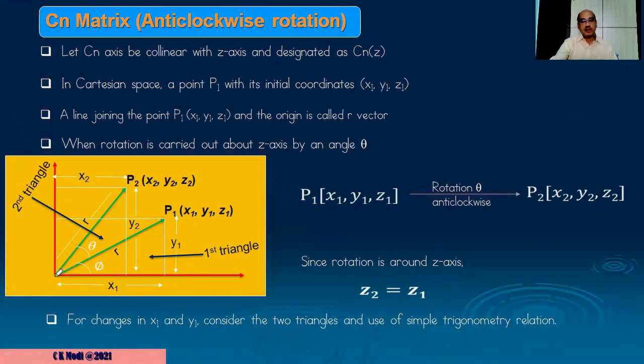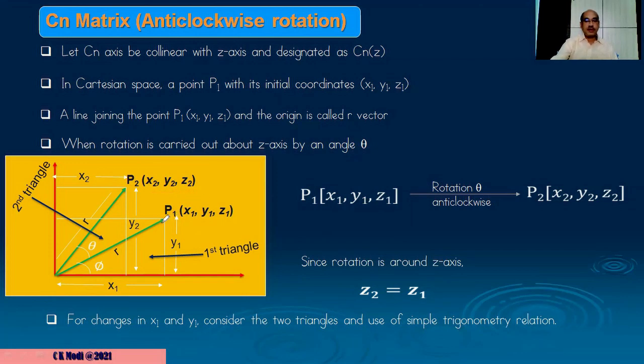Now if I perform rotation on the Z axis, C2 rotation, after rotation by theta degrees, I get a new point P2. So P1 changes to point P2 with its new coordinates x2, y2, and z2.